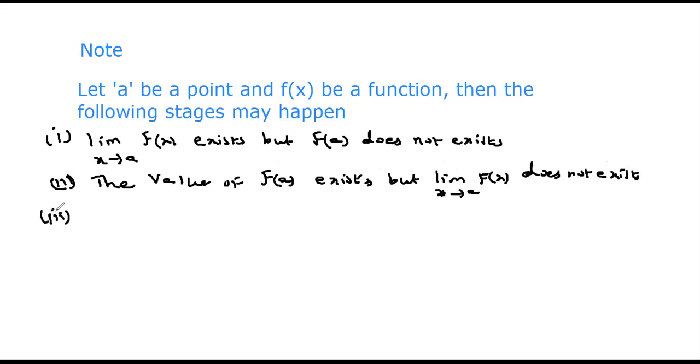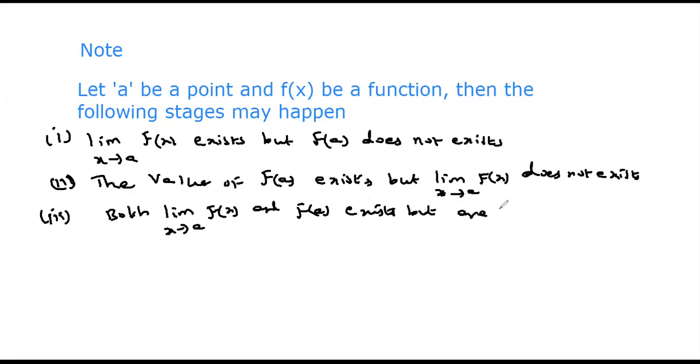Okay, third subdivision என்ன கொடுக்குறாங்கன்னா, both will exist but not equal. Both limit x tends to a f of x and f of a exist but are unequal. Okay, ma? But both are unequal. Yeah.